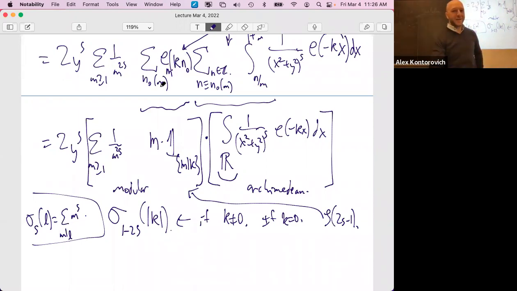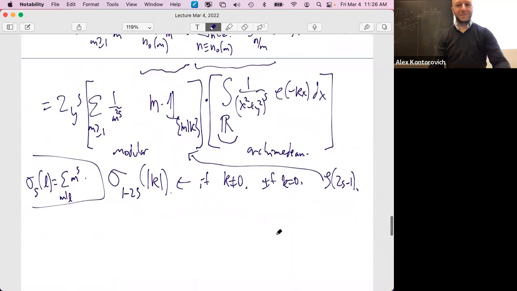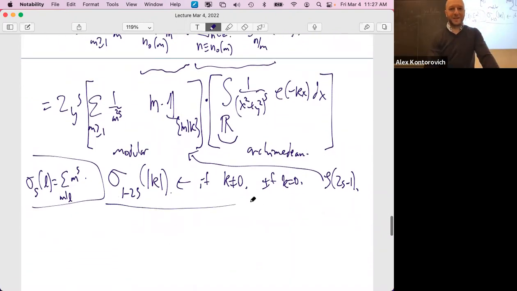And so you always get m here. In other words, the condition that m divide k when k is 0 is vacuous. All m divide 0. And so I just get the sum of m to the 2s minus 1. And that's zeta of 2s minus 1. And then in the other case, there's. Okay? So now let's deal with the Archimedean part.